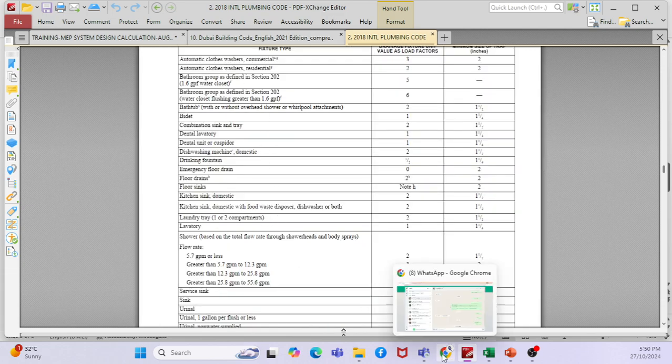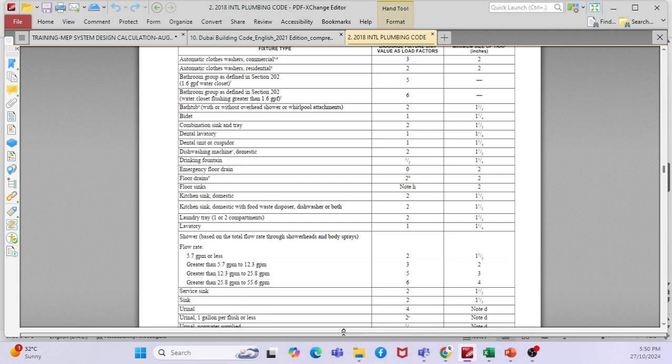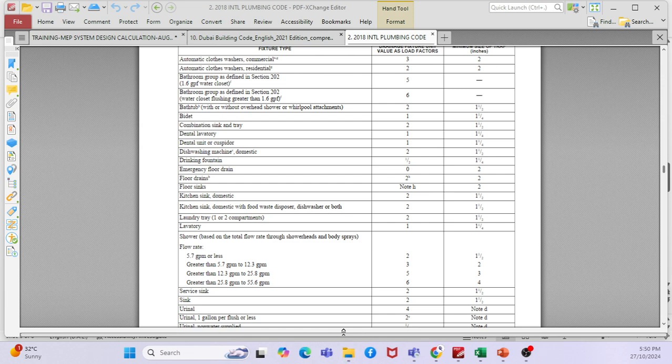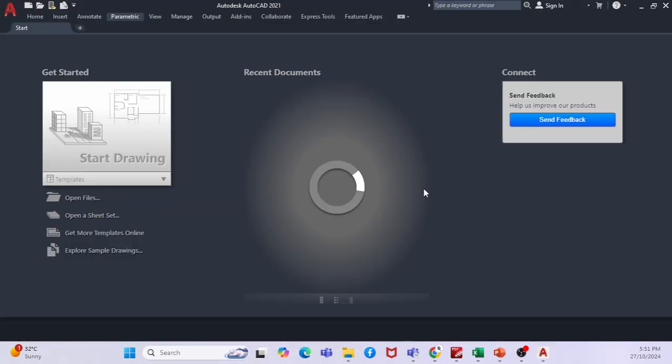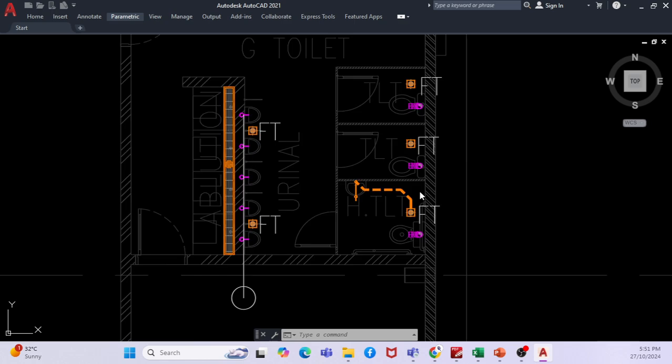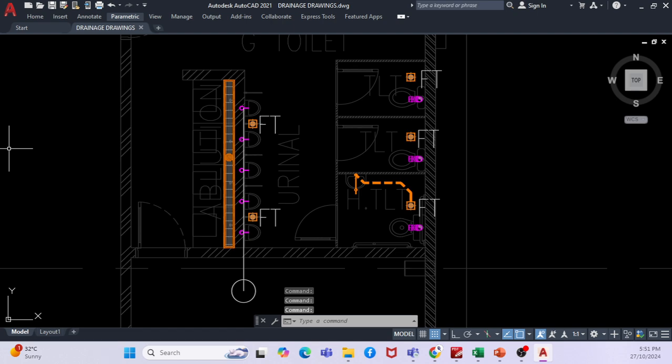Okay. Say for example, I have one of the layouts. Let me open one of the layouts. So here it is given in each and every category, the drainage fixture unit calculations, right? So if I open one of the drawings in AutoCAD, here we have seen last week one of the toilets, right?